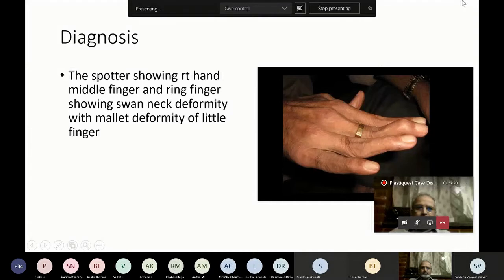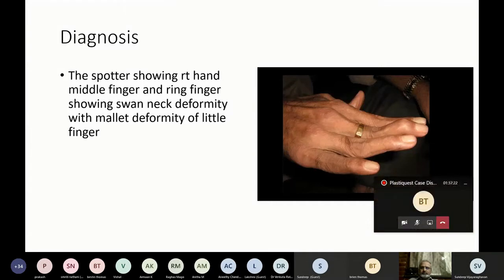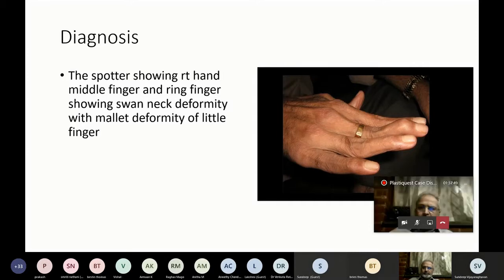It's a picture showing Swan neck deformity of the middle finger, ring finger, and mallet deformity of the little finger of the right hand. You say all three fingers? All three fingers. But the little finger shows only mallet deformity. You have only one picture, no? Only one picture, sir.